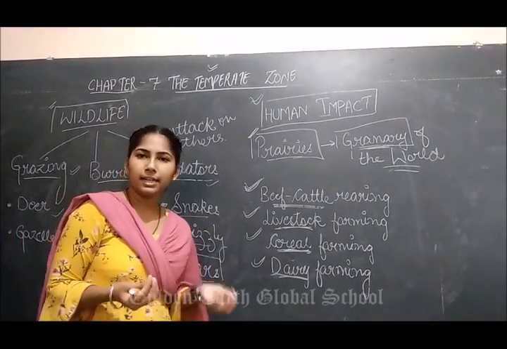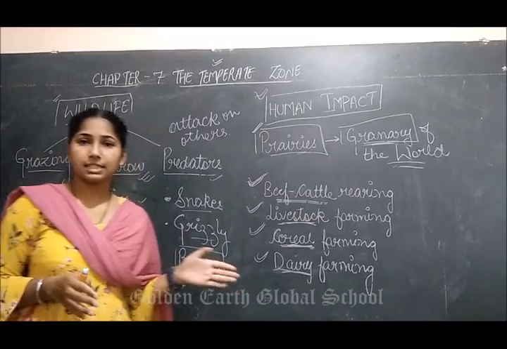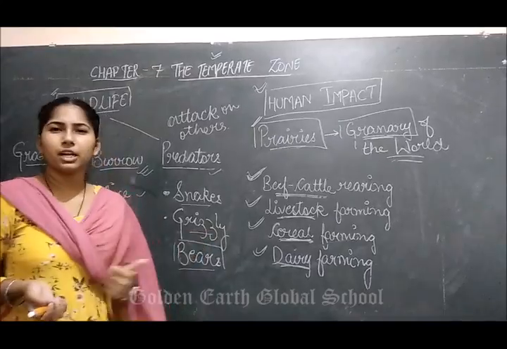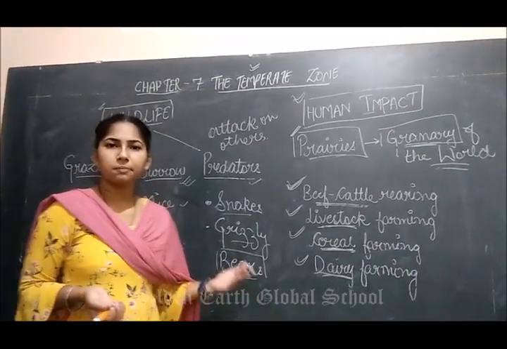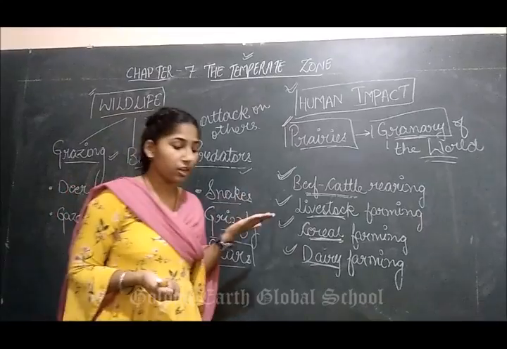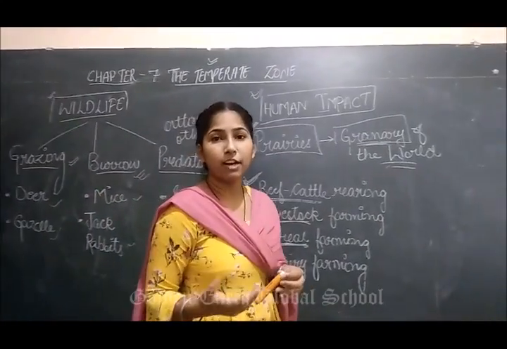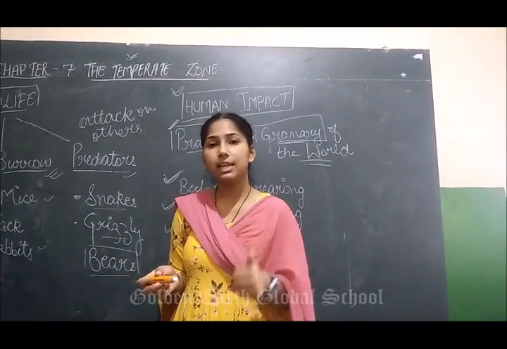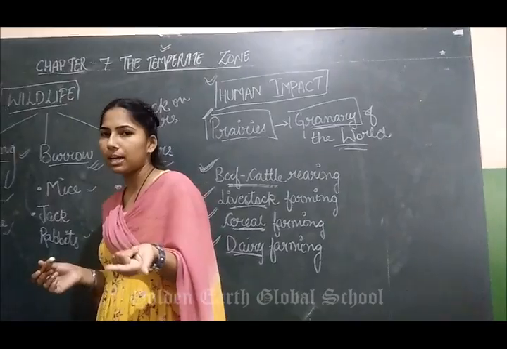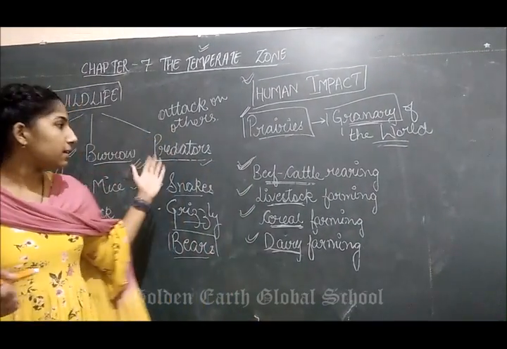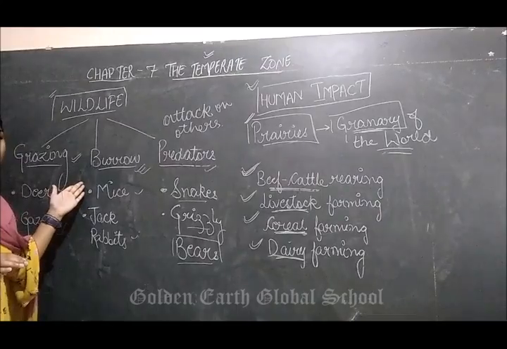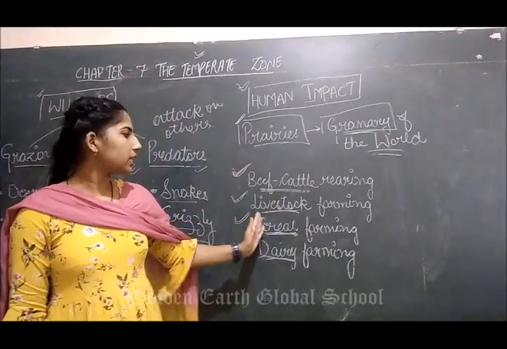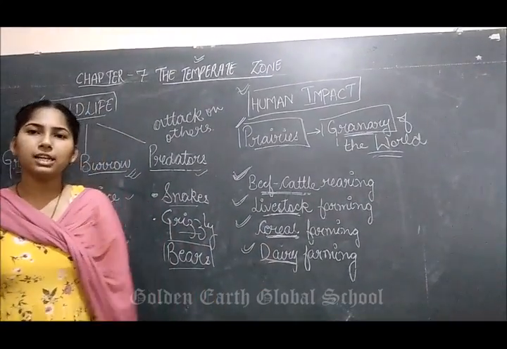The temperate zone has a very mild climate. The temperature ranges from 5 degrees Celsius to 20 degrees Celsius. Mainly grasslands are found, like prairies, downs, steppes, veld, etc. Plant life depends on the rainfall. With heavy rainfall, tall trees are found in prairies. In steppes, there is less rainfall, therefore the plants are very short. A wide variety of animals can be seen in the temperate zone, and people do occupations like beef cattle rearing, livestock, cereal and dairy farming for their livelihood.